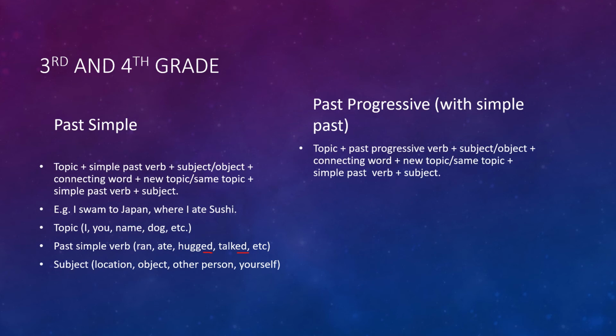Okay, so for a past progressive with a simple past, we're going to combine those two sentences. Have a topic, a past progressive verb like I, and when we're using past, we almost always use was or were, and then some verb ing. I was running. They were running. Were is good for plural. You wouldn't say they was running, they were running, right?